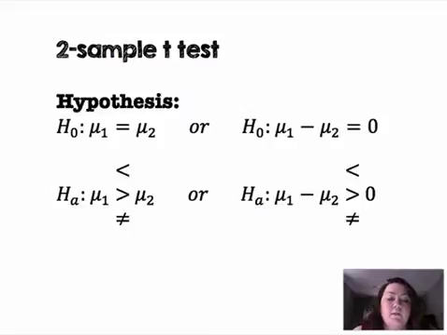Our alternative hypothesis would be that the mean of the first is less than, greater than, or not equal to the mean of the second. It could also be written as mu1 minus mu2 is less than, greater than, or not equal to 0.